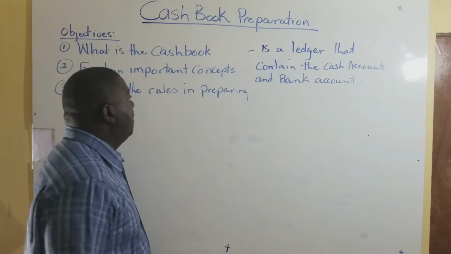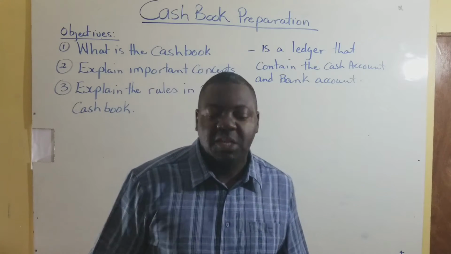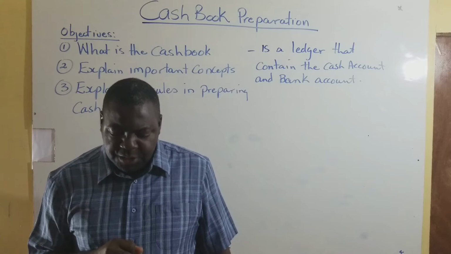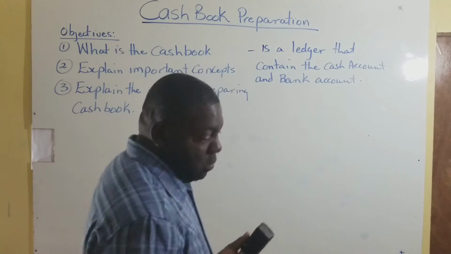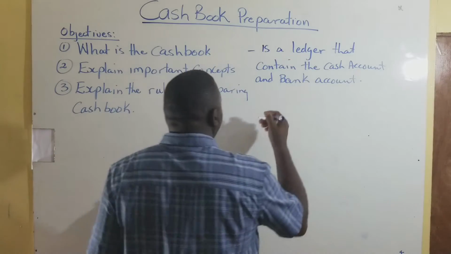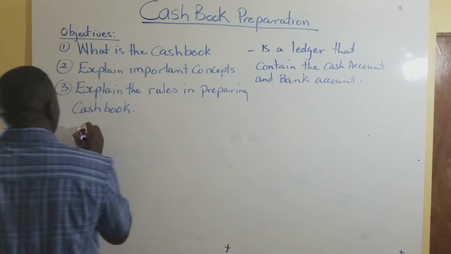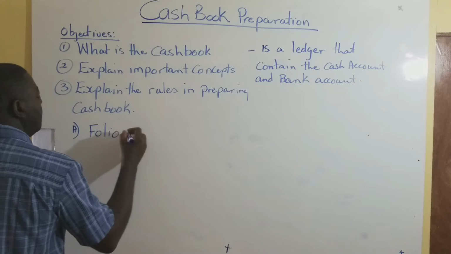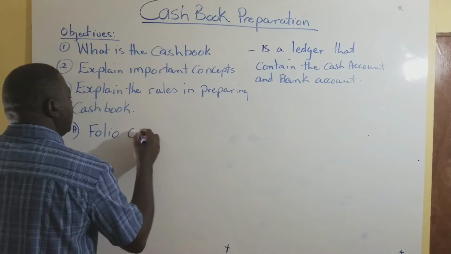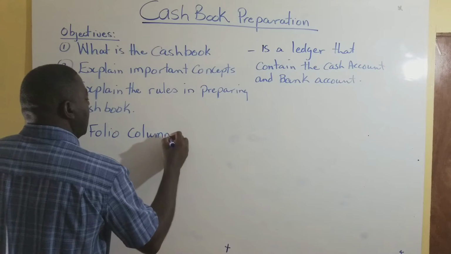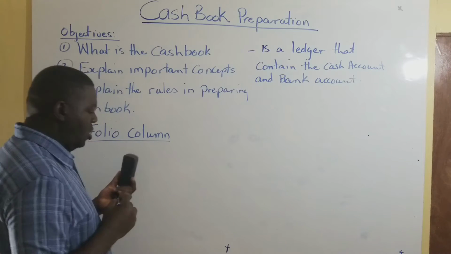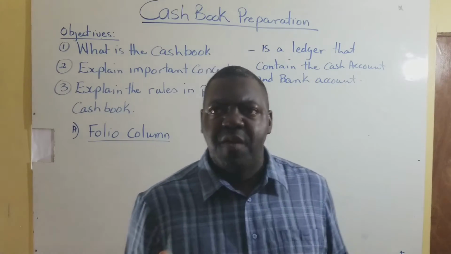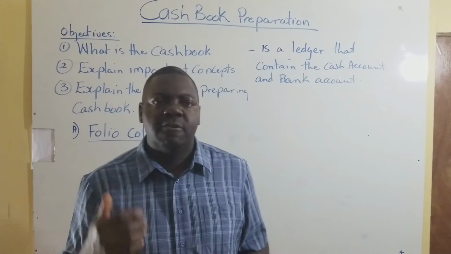Explain the importance of some concepts. Now, in dealing with the cash book, there are some concepts that we ought to bear in mind. And one of them has to do with the folio. The folio column in the cash book is critical. You may ask, what do we mean by that? It's a column that is in the cash book that is used as a cross-reference. Yes, it is used as a cross-reference.